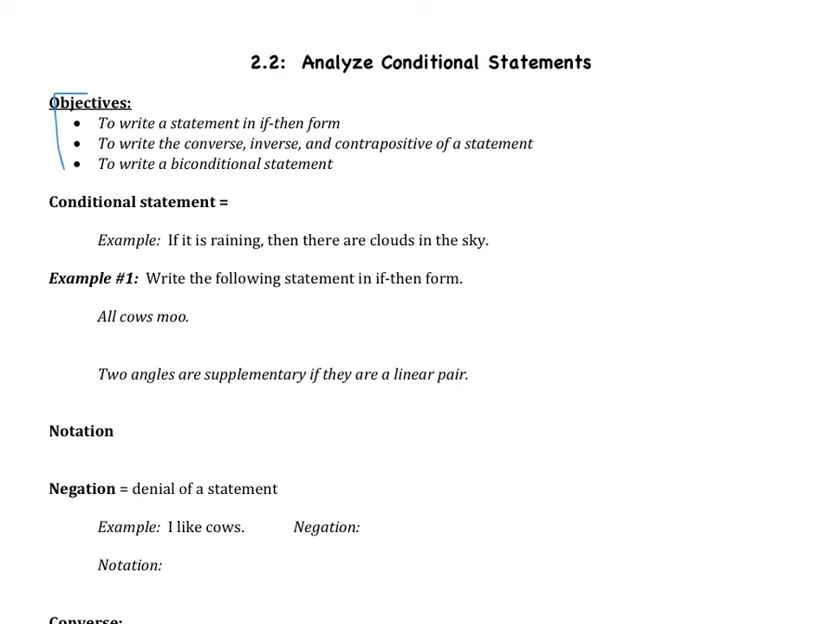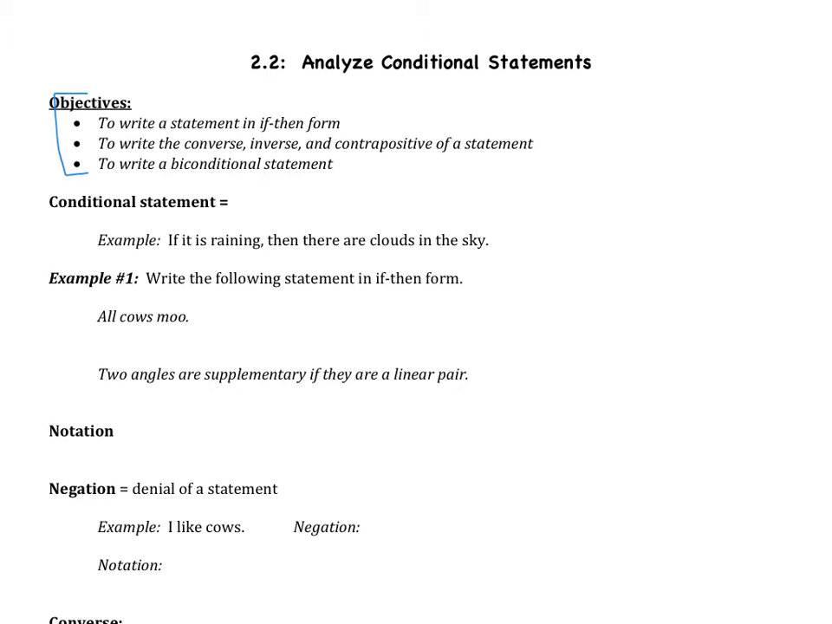We have 3 objectives for today's video. We are going to write a statement in if-then form. Then we are going to take that statement and write the converse, inverse, and contrapositive. The last thing we're going to talk about is something called a biconditional statement. So today's video is mostly going to be no numbers. It's going to be just a lot of writing.